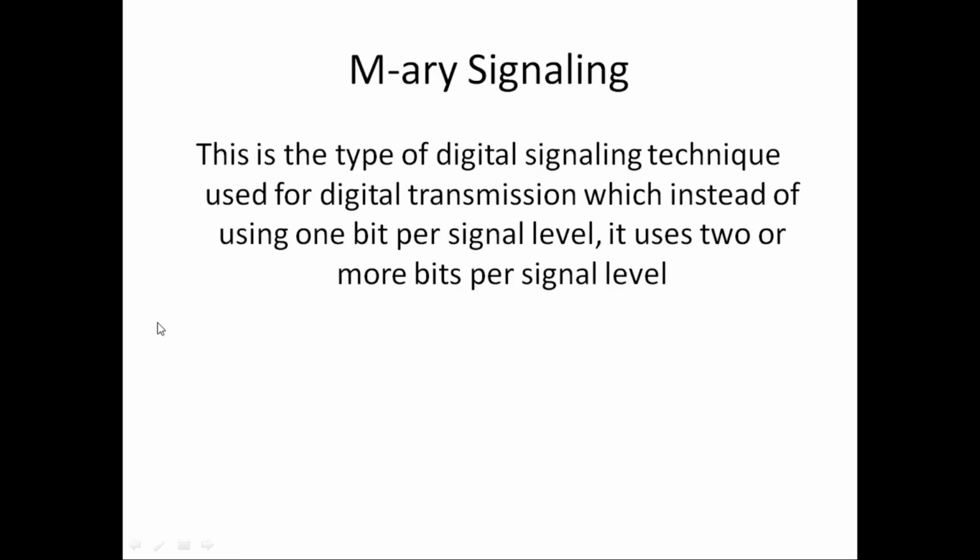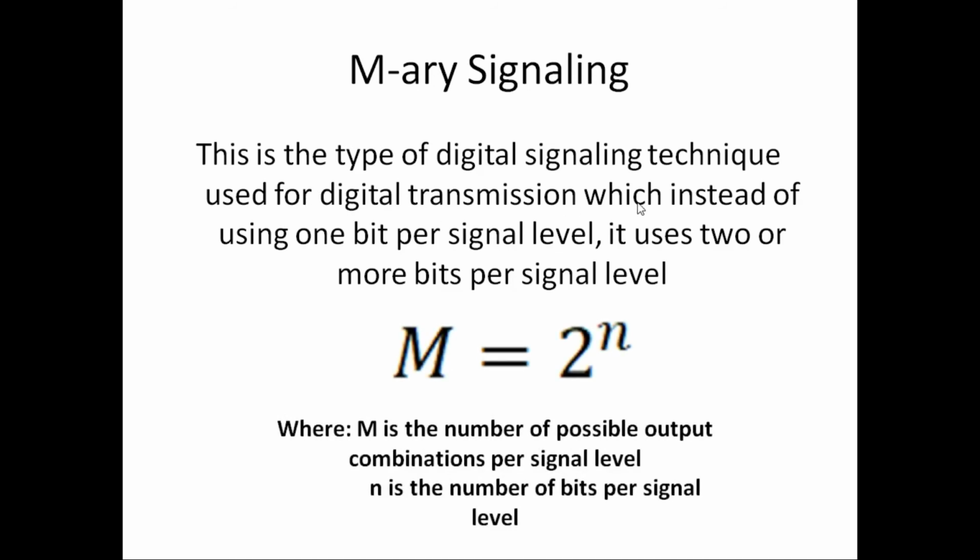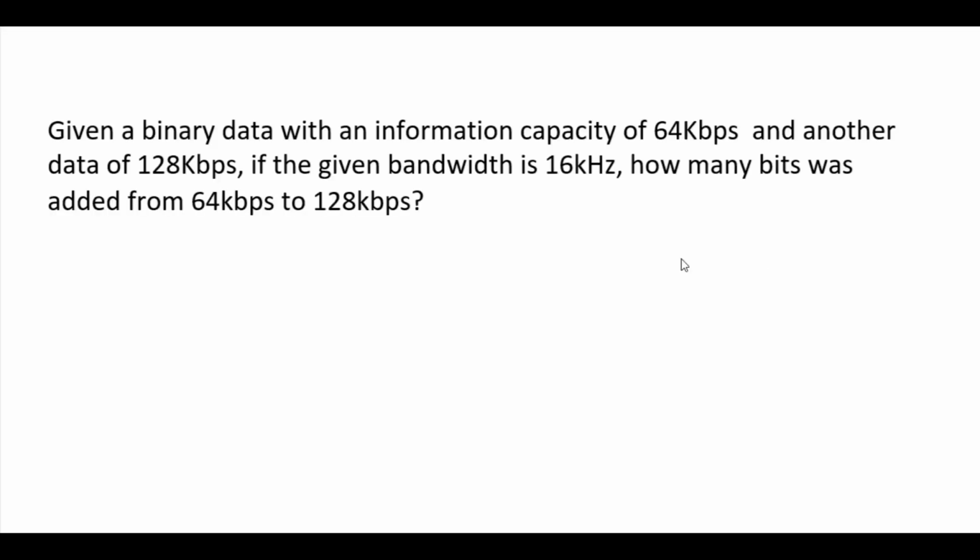So, yung M kanina na is equals to 2 raised to N is called the M-ary signaling. This is the type of digital signaling technique used for digital transmission which instead of using 1 bit per signal level, it uses 2 or more bits per signal level. Okay? Which is yun yung 2 raised to N natin. Okay, so let's have an example.